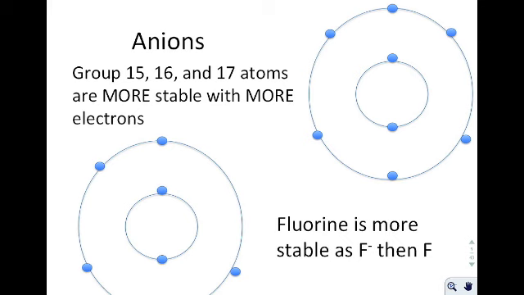If you have +1 ions, or if you have cations, you need to be able to form anions as well. Now, anions tend to be formed in group 15, 16, and 17, and they are more stable whenever you add electrons, or when there are more electrons than there are protons.